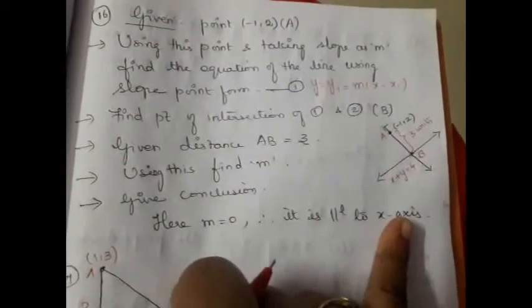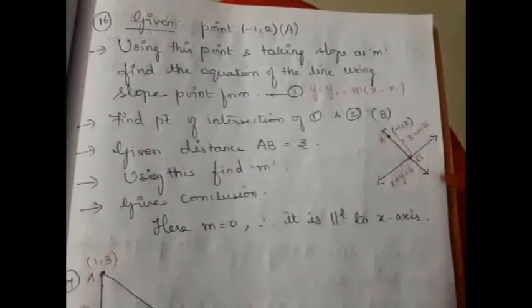Now we have the two points. We can substitute them in the distance formula and equate it to 3. We can find what our m is. After finding m, how can we give our conclusion? In this problem, we will get m as 0. For which line is the slope 0? The x-axis. Therefore, the line is parallel to the x-axis.